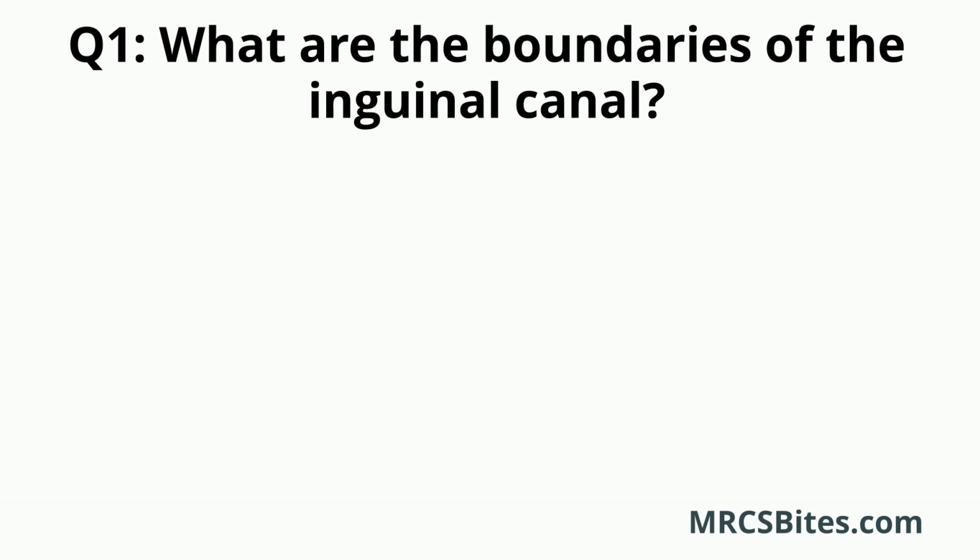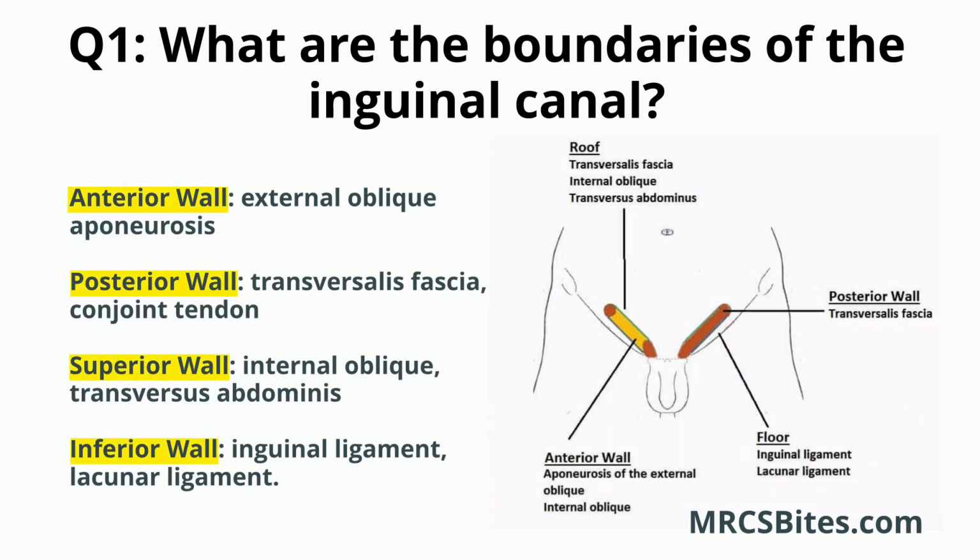Question 1. What are the boundaries of the inguinal canal? The inguinal canal is an important anatomical structure in the groin area, and its boundaries are as follows. Anterior wall, formed by the external oblique aponeurosis.